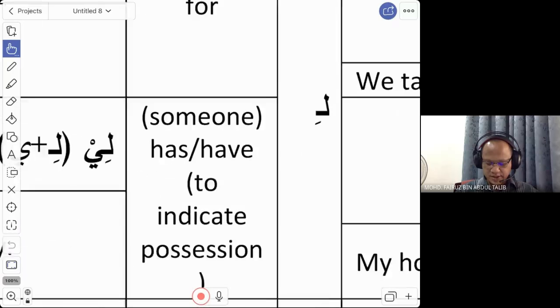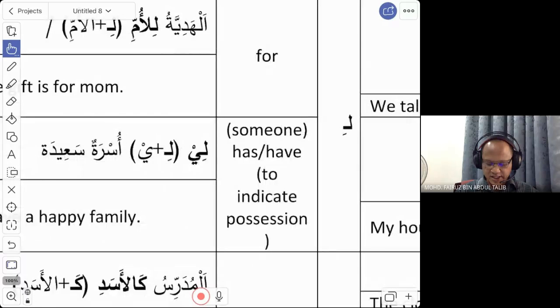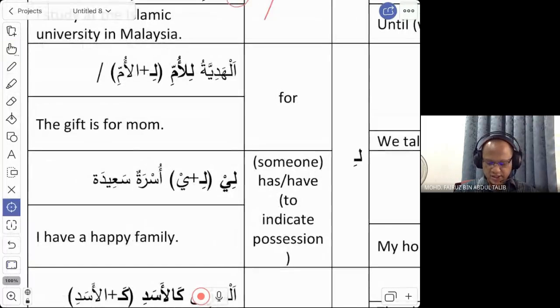For example, what is the meaning of this li? Here I give you two meanings. The first is for. Li means for. Another meaning is to indicate possession. So the translation is like has or have. So you want to say he has, I have, and so on.